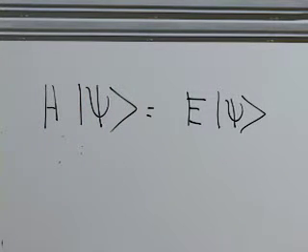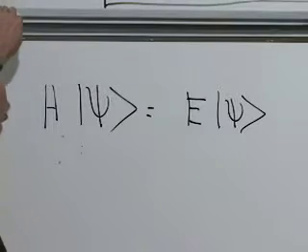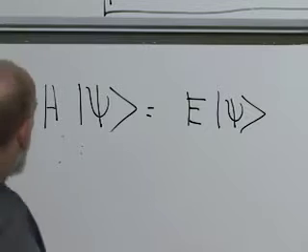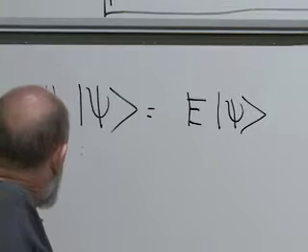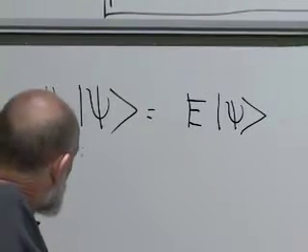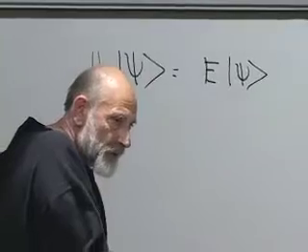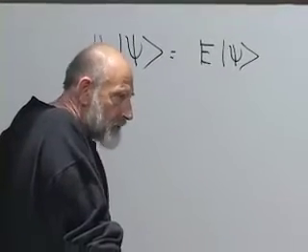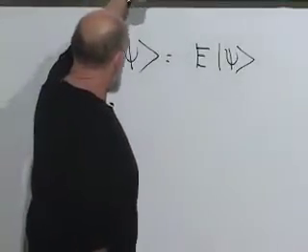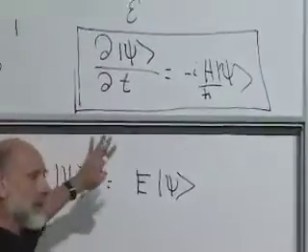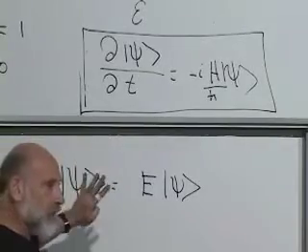That means, I'm getting tired, I'm beginning to fade. If psi is initially an eigenvector of energy, it will remain an eigenvector of energy for all time. Let's see if we can solve this equation, assuming that psi remains an eigenvector of the energy for all time.